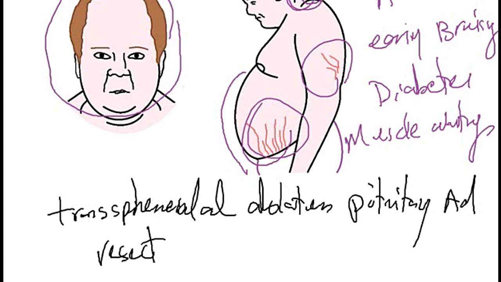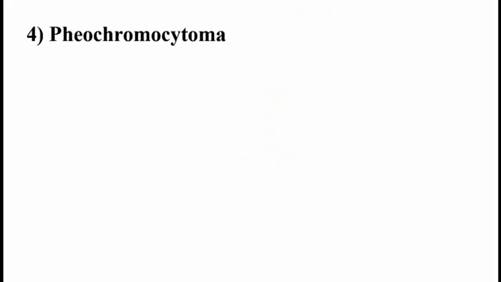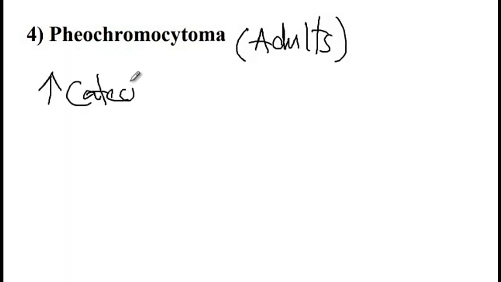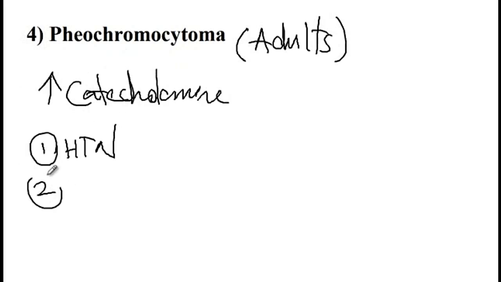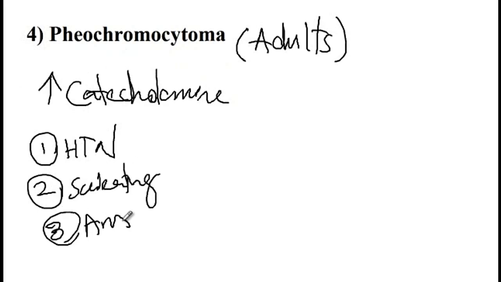The next condition is the pheochromocytoma, and this pheochromocytoma is the most common tumor of the adrenal medulla in the adults. And due to the increased production of the catecholamines, these patients generally present with the hypertension, sweating, anxiety, and finally palpitations.